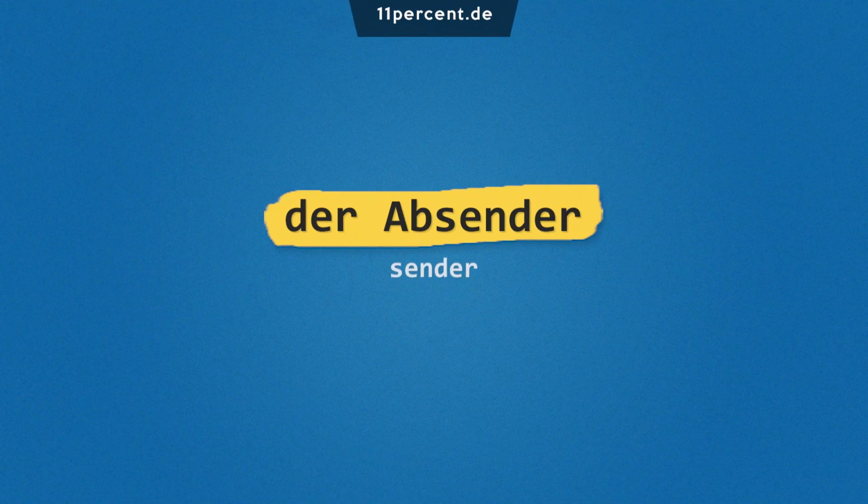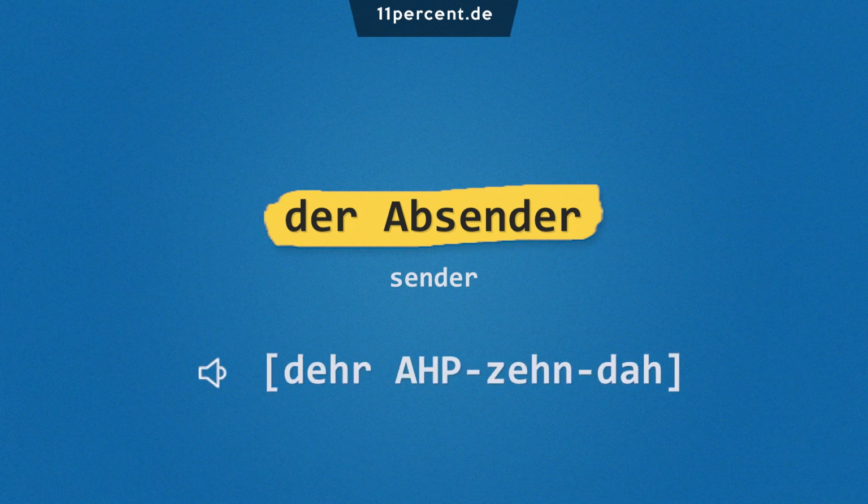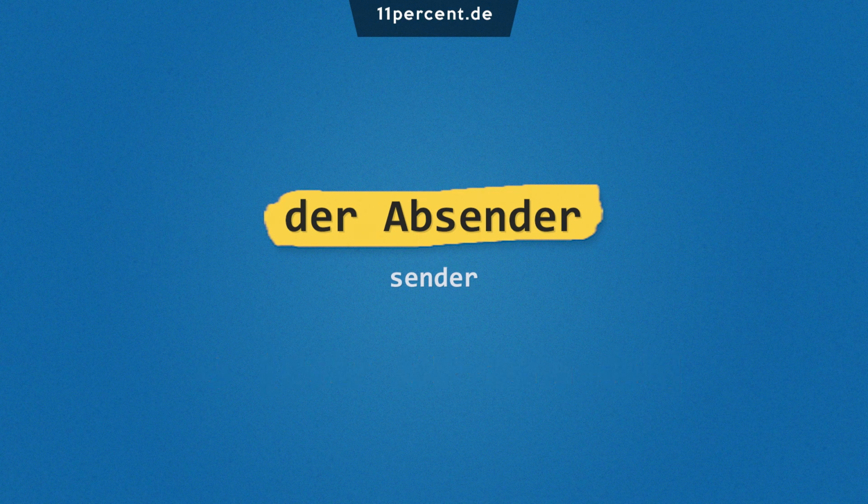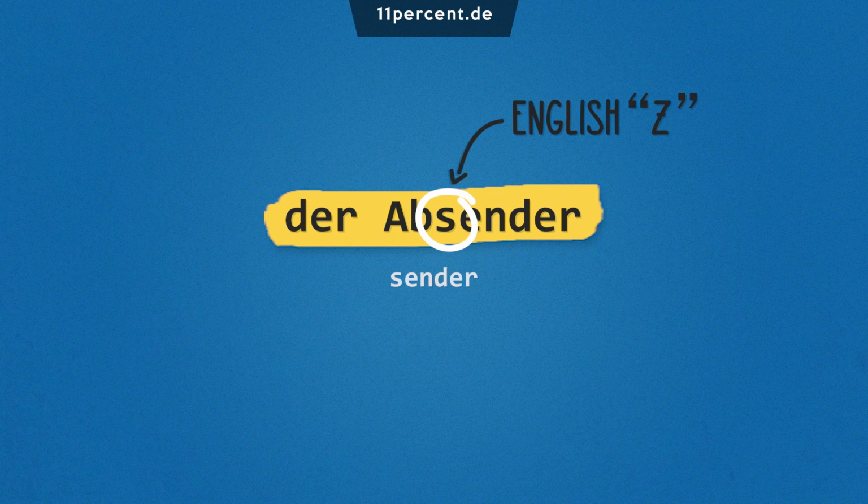Der Absender. In this lesson, we will talk about the one who is sending something. Der Absender. The German consonant S is pronounced like the English Z when it comes before a vowel.